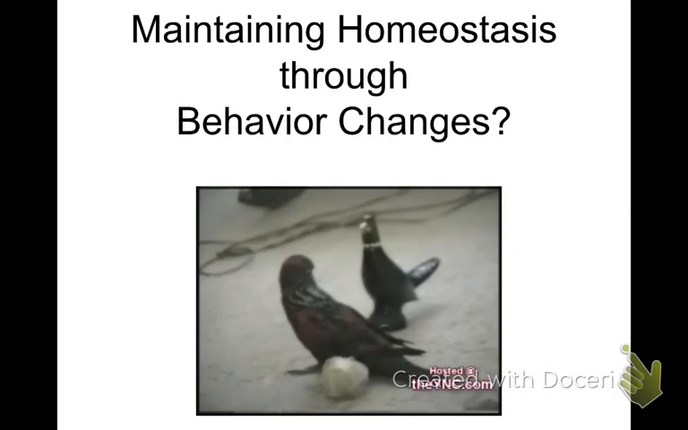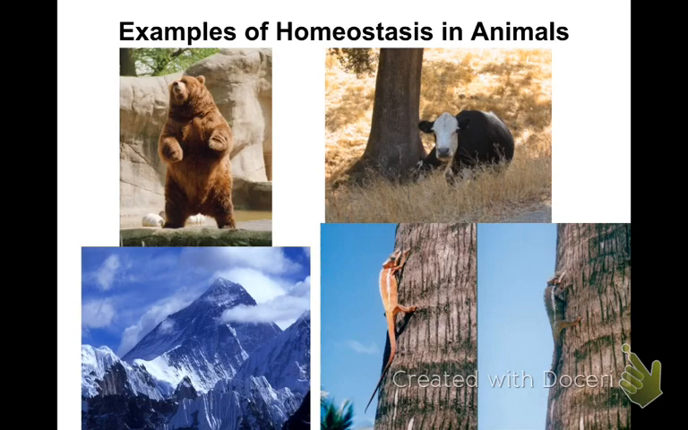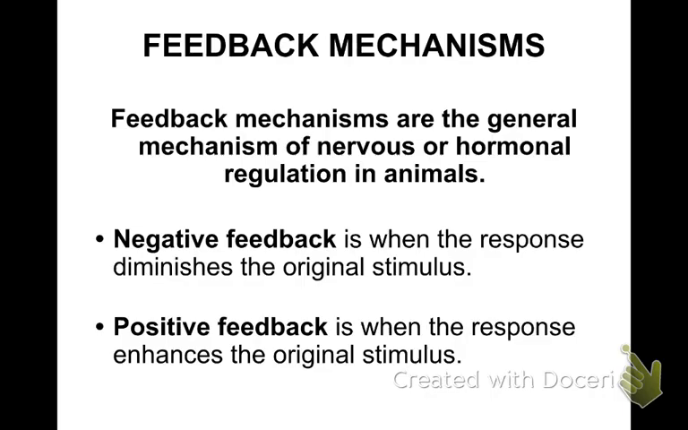Where do birds go when it gets too cold? South, okay? So some examples of homeostasis that we talked about, obviously the bears hibernate. This cow is resting in the shade so he doesn't overheat. Things in the Arctic have fur. You can see this chameleon is almost invisible on the second tree. So he changes color. Feedback mechanisms.